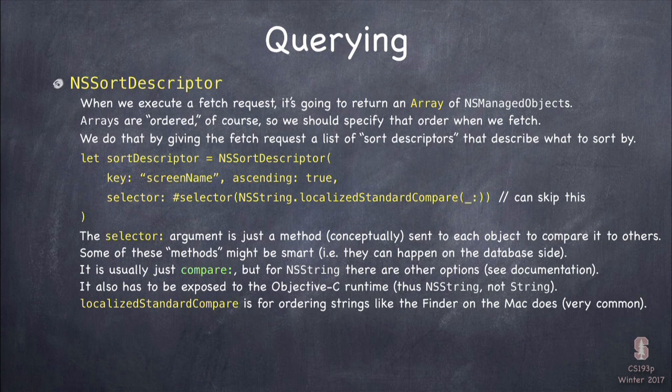That's what this compare method does. And it's implemented by date, it's implemented by int32, it's implemented by double, it's even implemented by string. Okay? So you could just use compare. But for strings, you want to think a little bit about what kind of comparison you want. Do you want case-insensitive compare? Or you can even use this special compare called localized standard compare. This will compare them so that it sorts just like the Finder on the Mac.